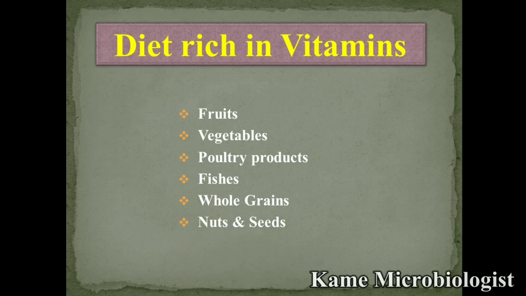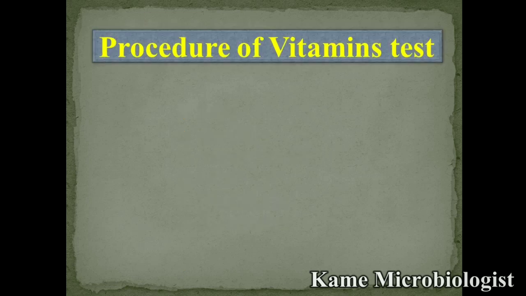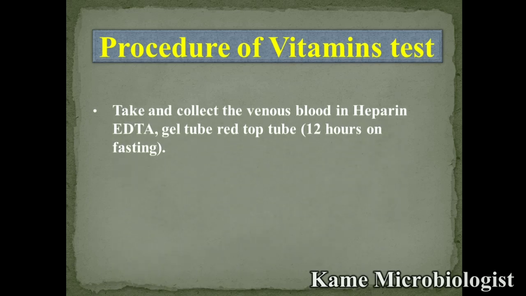Then we have nuts and seeds like sunflower seeds, almond, walnut. These also contain vitamins. Now let's see the procedure of all the vitamin tests. Whenever you perform any type of vitamin test, you need to take the blood in a gel tube, heparin tube, or red top.